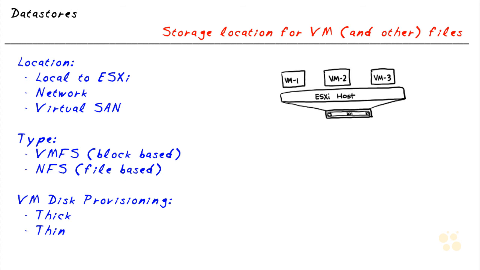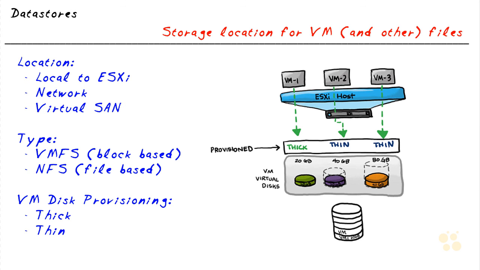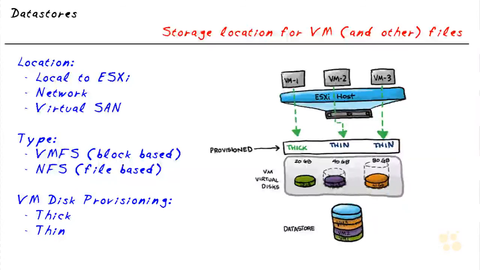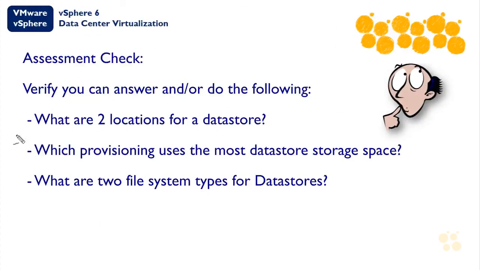In this nugget, we've identified that a data store is a local or network-based storage that an ESXi host can use to support the virtual machines and other files that are needed in a vSphere environment. We also identified that when deploying a virtual machine and giving that virtual machine a virtual disk, if we're using thin provisioning, our data stores are not going to have to pre-allocate the entire virtual disk space up front. And with that, let's do our assessment check.